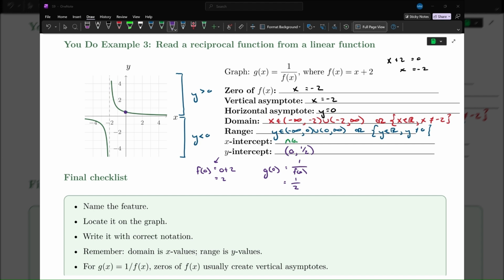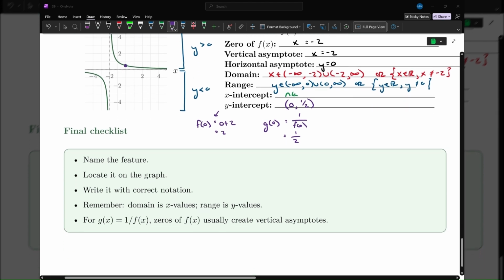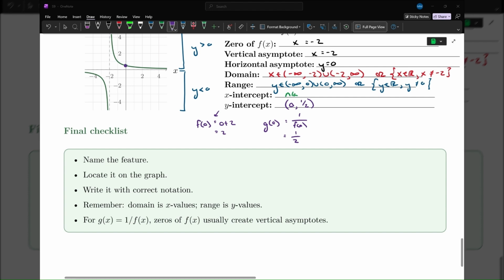And that's it. Quick checklist here to finish this one off. Be able to name those features, find them on graphs, and write them with the correct notation, right? So remember when to write a point, when to write an equation, and then using proper interval and set notation. Remember, domain is your x's, range is your y's. And then for g of x is 1 over f of x, note the relation between g and f as you move back and forth.